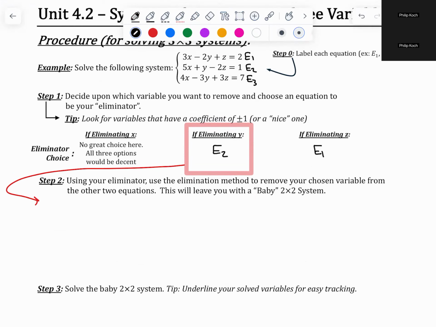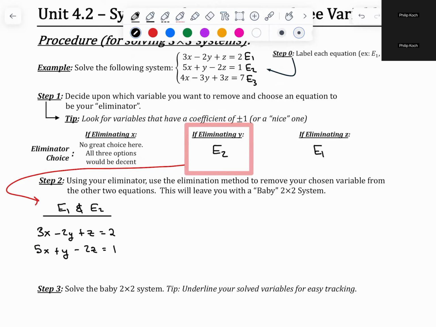We're going to use that on E1 and E3. So we'll do E1 and E2. Start this on the left because we're going to need both sides of it. We're going to split it down the middle. So E1 and E2, let's stack them on top of each other. E1 is 3x minus 2y plus z is equal to 2. And E2, our eliminator, is 5x plus y minus 2z is equal to 1. We want to eliminate y. That's what we decided on at the very beginning.